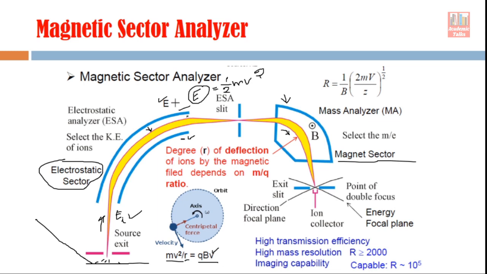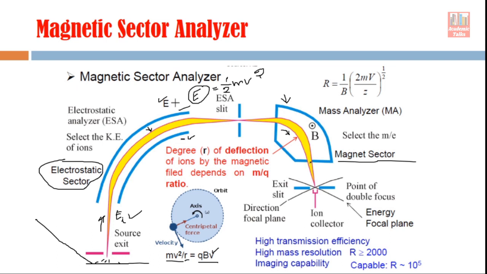So the velocity is decided by the energy with which the ions are coming out of this electrostatic sector. This bending now is decided by the magnetic field and also by the mass of the ion.